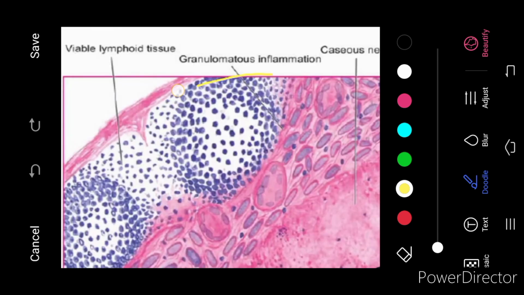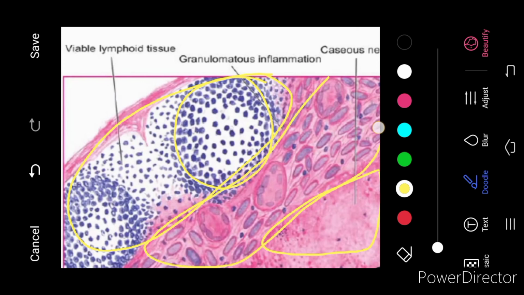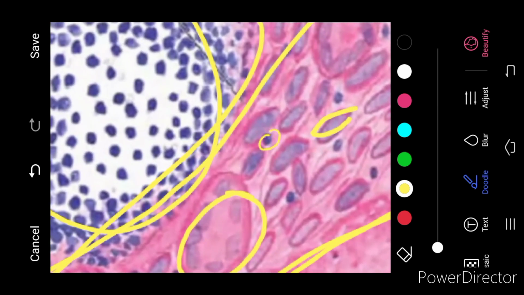So this is the figure of lymph node. Here we can see these are the normal lymph nodes containing lymphocytes in the follicle, and here we can see the caseous necrosis. There is no presence of any cell, only granular debris is present, and at the junction here we can see a special type of inflammation known as granulomatous inflammation containing giant cells and epithelioid cells and also lymphocytes. These small blue colored are the lymphocytes.